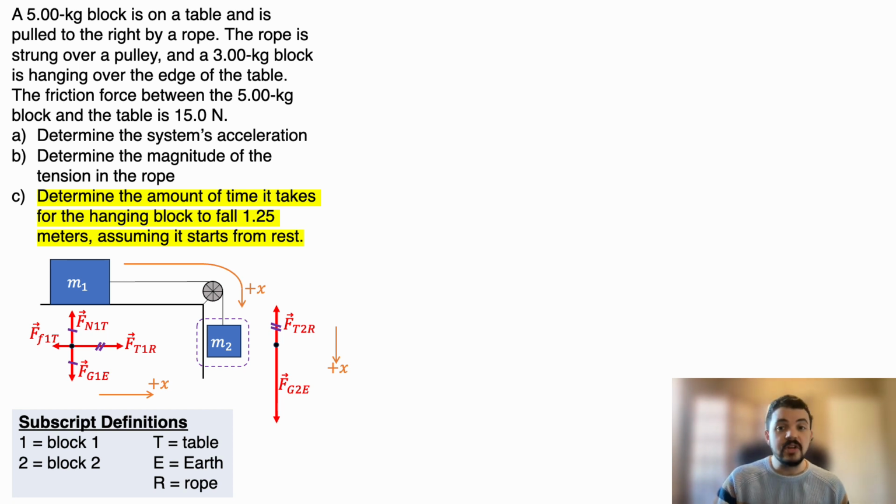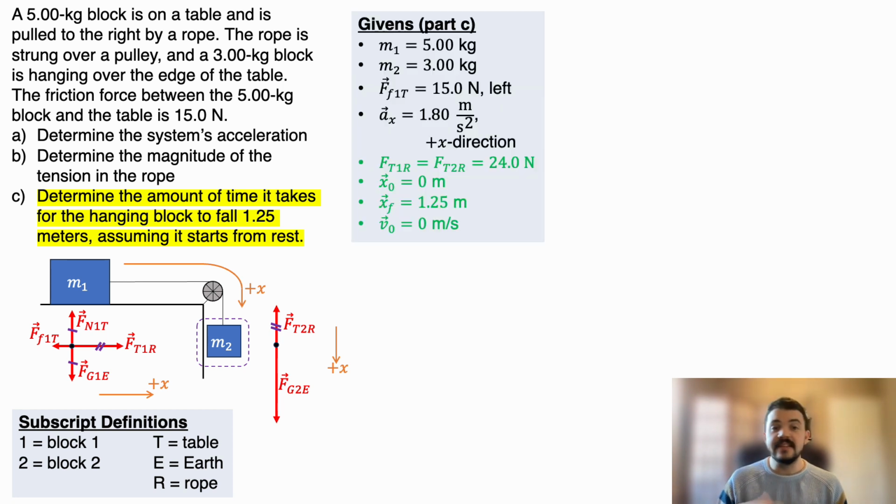I'm going to write my new givens list for part C. It's everything we had before, plus a few more things. We now know the tension force is 24.0 newtons from part B of this problem. But part C gave us some new givens. We know it falls 1.25 meters, so I'm going to choose to make my starting position 0 meters, and in doing so, I know my final position is 1.25 meters.